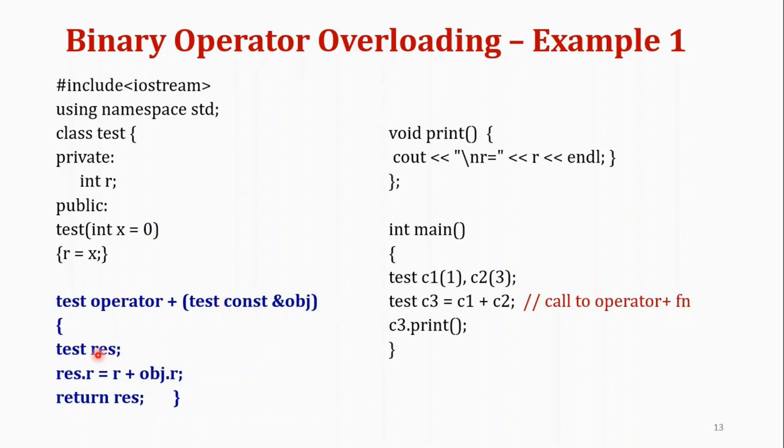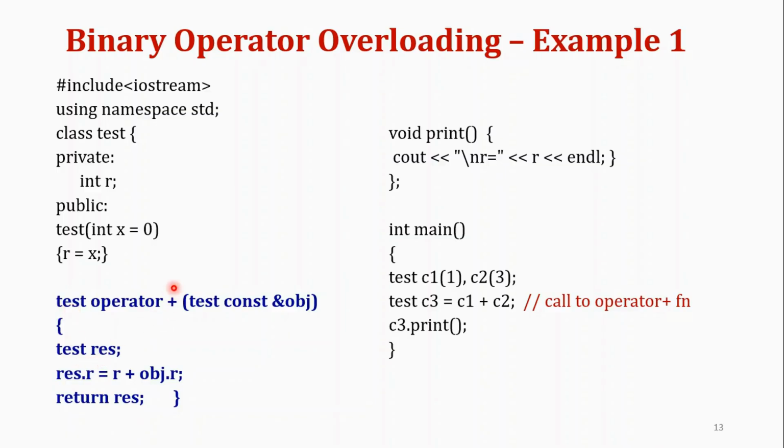So a local object res stores the result. For this object, it has its own private data r. So res.r would be the r plus this object's r. Every object which is created has its own private data r. For object res, it will have a separate r value, and for this obj, it has its own private data member r. Okay, so I'm returning res. Res is an object of the test class, so it is returning the test type, which is the class object type.